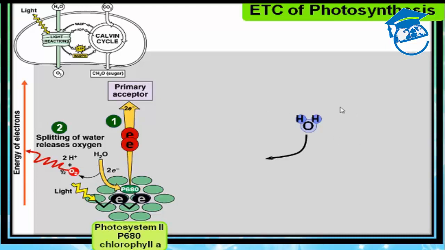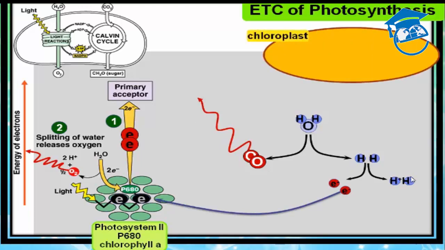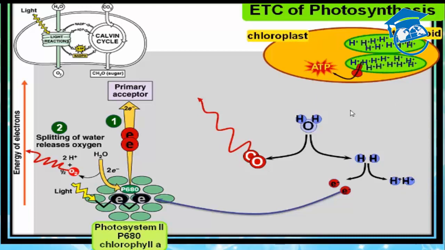How it is, this is H2O, that is water. It gets split and produces oxygen and 2 hydrogen. Okay, see, hydrogen is released, and it releases 2 electrons, and these 2 electrons go here to the primary acceptor, students. Now what about these H plus ions? They go here into the chloroplast thylakoid. Okay, and ATP synthase is this one, that transports, and it produces ATP.